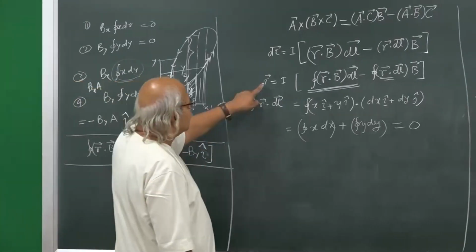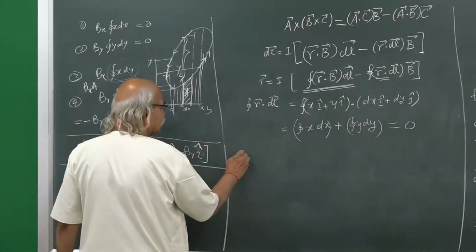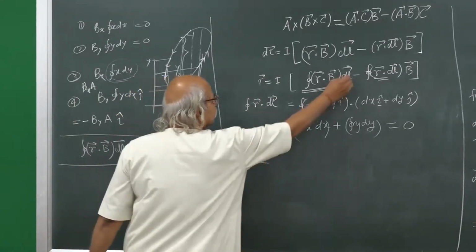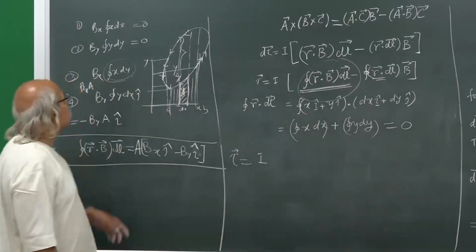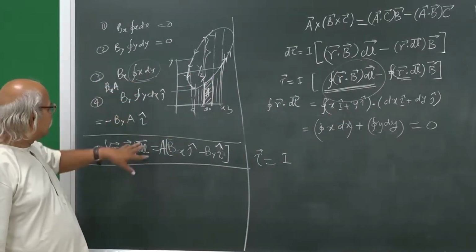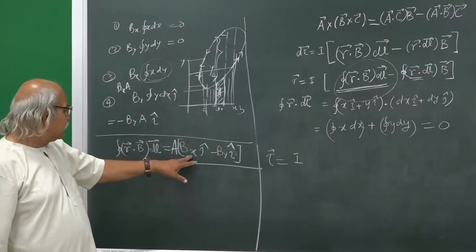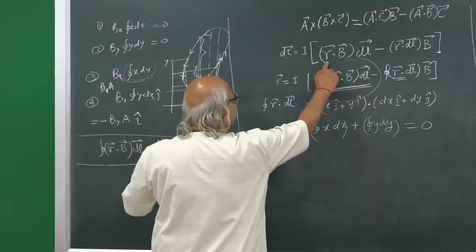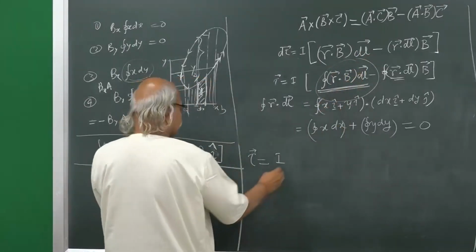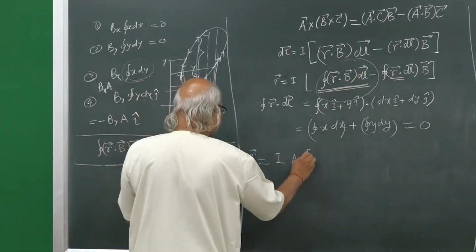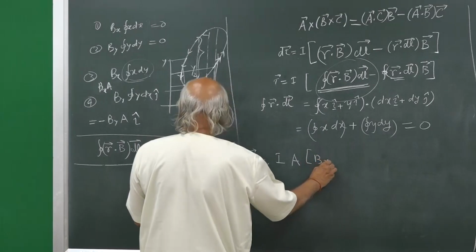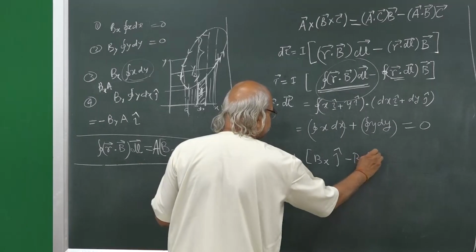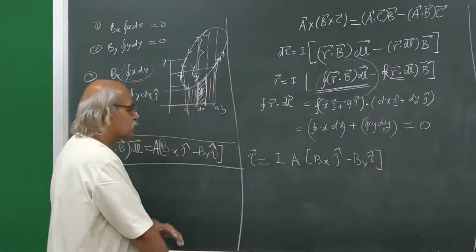We are trying to write this torque. So this torque is equal to I here, and then this, and how much is this? r dot b, that we have calculated, it is here. So this I, and then for this we write a, and bx times j cap minus by times i cap. This is the torque.